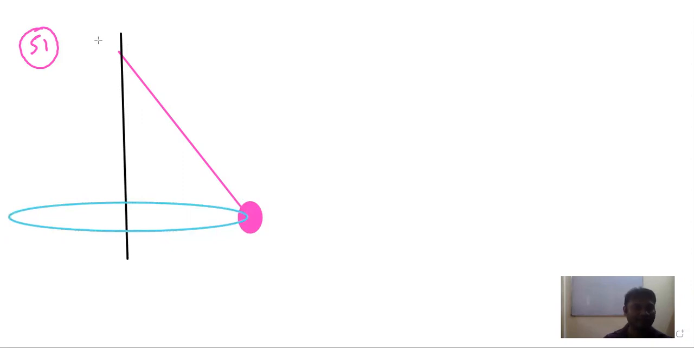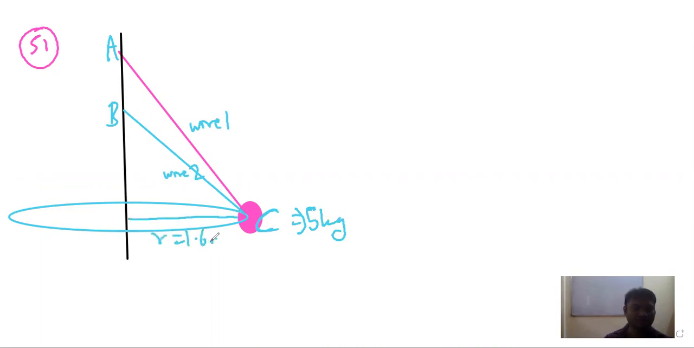And in this case, we are given two wires, AC and BC. So this is wire AC, and one more wire we have, BC. So this is B. We have two wires, wire 1, wire 2. They are tied to a sphere C, which has mass 5 kg. The horizontal circle has radius 1.6 meter. We have to find the minimum value of velocity V.